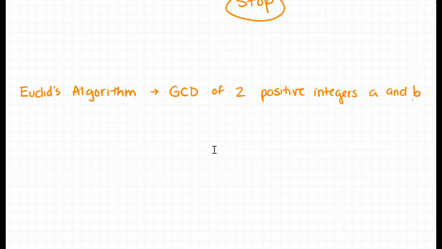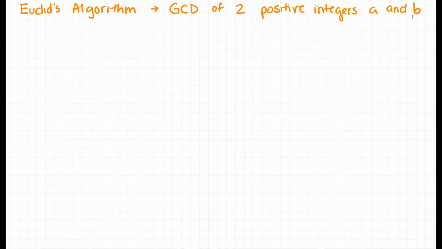So first, we always want a to be greater than b. We're going to divide a by b and then get the remainder. If our remainder is 0, then b is the greatest common divisor. If the remainder is not 0, then we're going to replace a by b and replace b by r. And then we're going to return to the step where we divide a by b and get the remainder. So let's write that in flowchart form. So we're going to start.